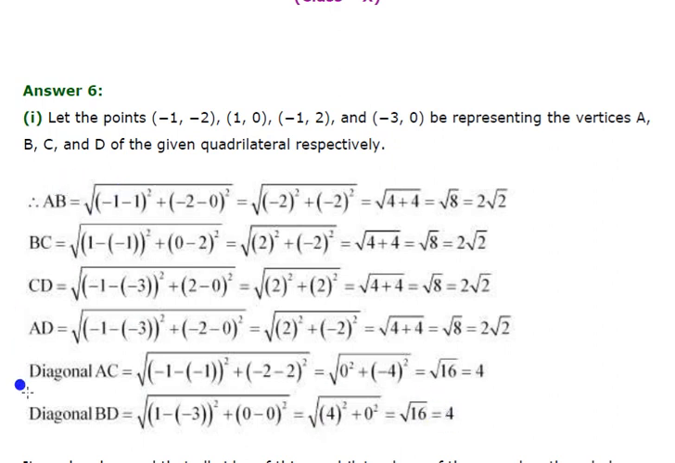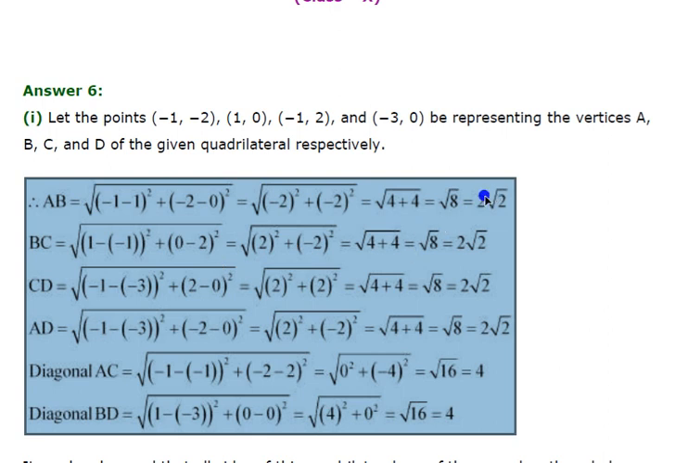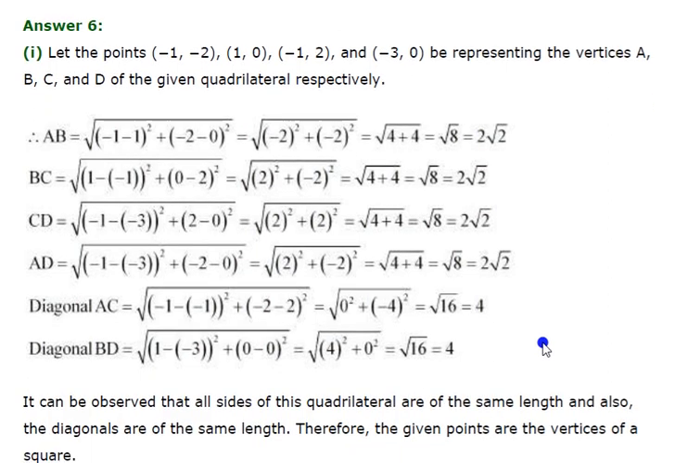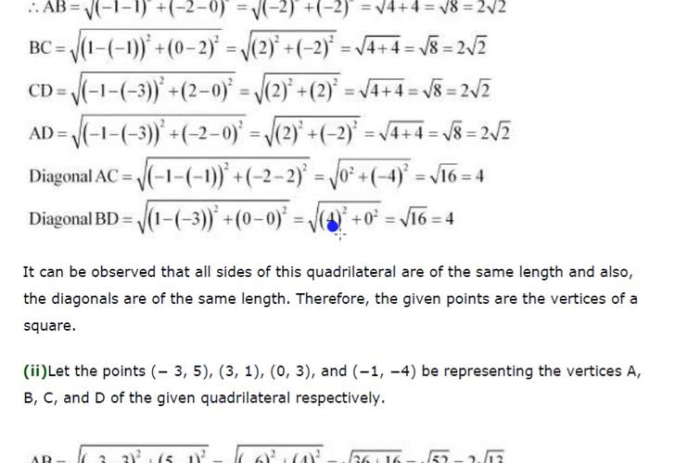What conclusion can we draw from these values? All the sides, that is AB, BC, CD and AD, are 2 root 2, so the sides are equal. Now what about the diagonals? The diagonals are 4 and 4, so the diagonals are also equal. Tell me the name of the quadrilateral which has equal sides and equal diagonals. It is a square. Only in a square are the diagonals equal and the sides equal. So the given points are the vertices of a square.